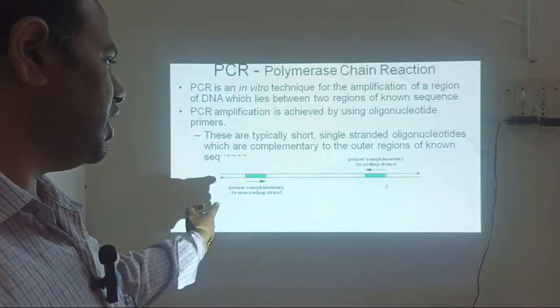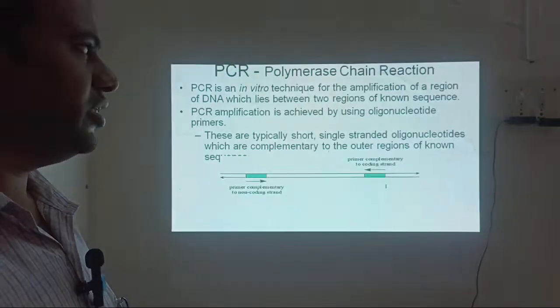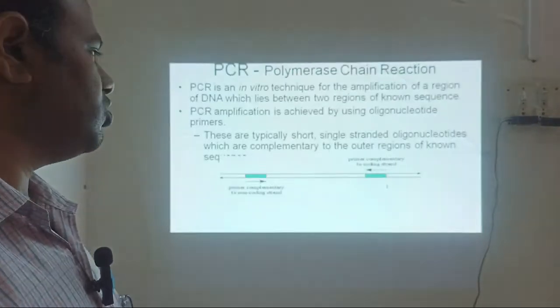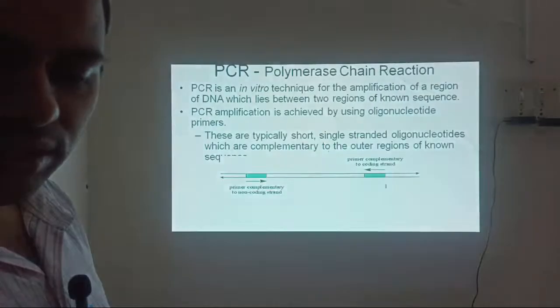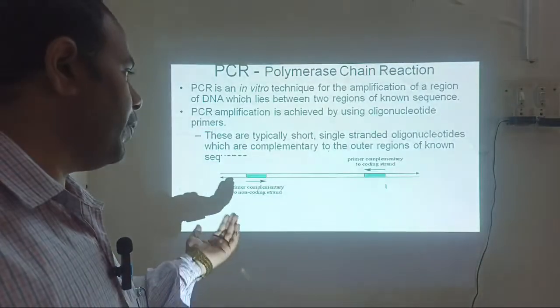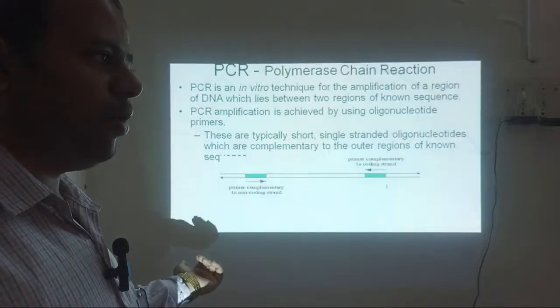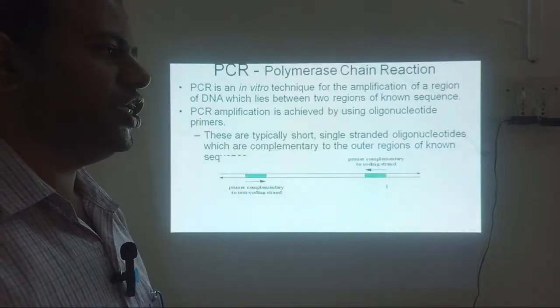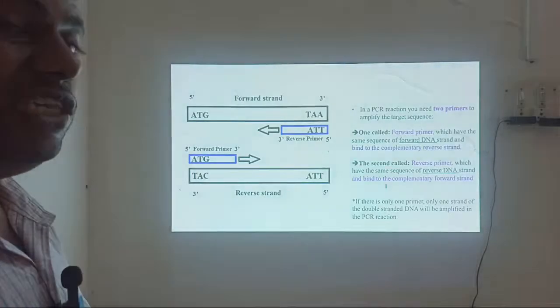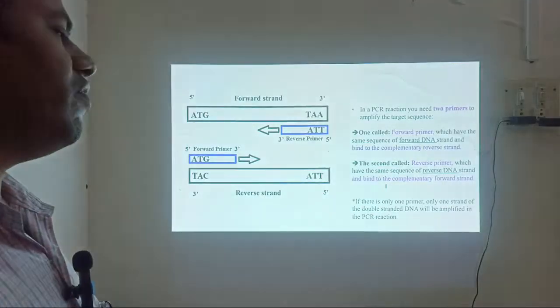You should know the sequence of the two ends so that you can amplify the DNA. There is only one criterion: you should know the sequence prior to the gene to be amplified and after the gene to be amplified. These two sequences you should know. These two sequences will be called the forward and reverse primers.